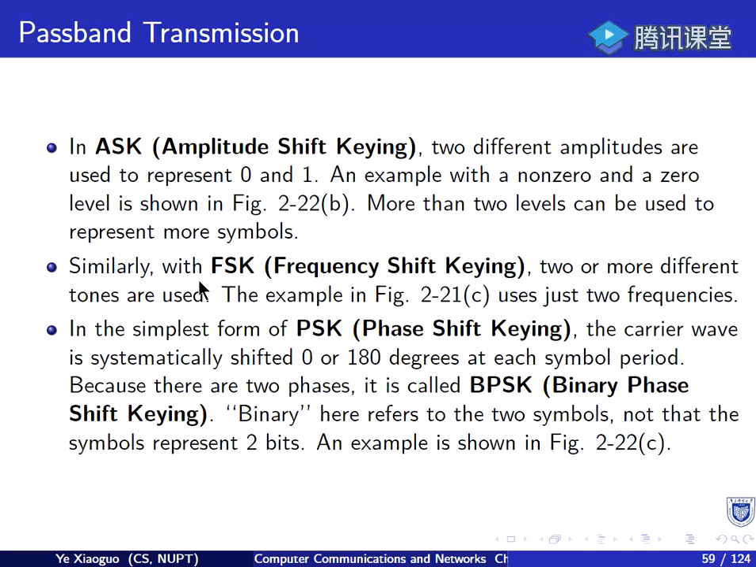Similarly, with FSK, frequency shift keying, 2 or more different tones are used. The example in subfigure C uses just 2 frequencies. The simplest form of PSK: the carrier wave is systematically shifted 0 or 180 degrees at each symbol period.